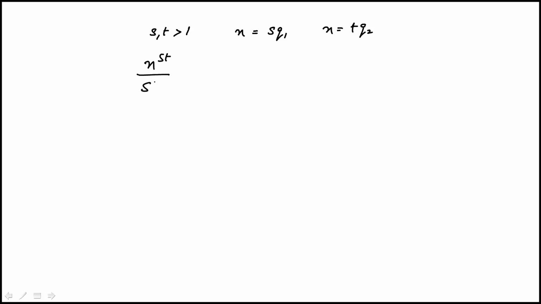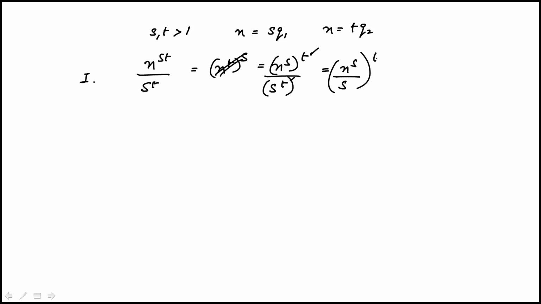So let me start with the first one. And I can write this as n to the t to the power of s. And actually, no, I'll write it as n to the power s to t. And the reason for that is I want to bring them to the same exponent. So this is the same as n to the s over s to the power of t.